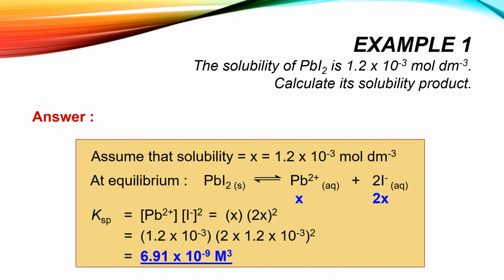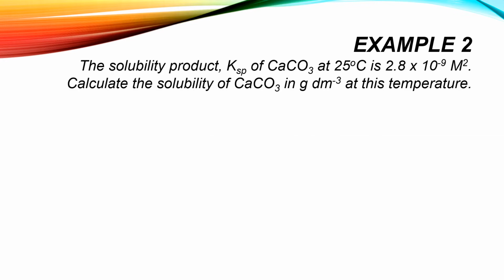By writing the Ksp expression, that is equal to concentration of plumbum 2 plus ions times concentration of iodide ion to the power of 2, by substituting the value, it will obtain Ksp equals 6.91 exponent negative 9. Now, let's take a look at example number 2. The solubility product, or Ksp, of calcium carbonate at 25 degrees Celsius is given as 2.8 exponent negative 9.